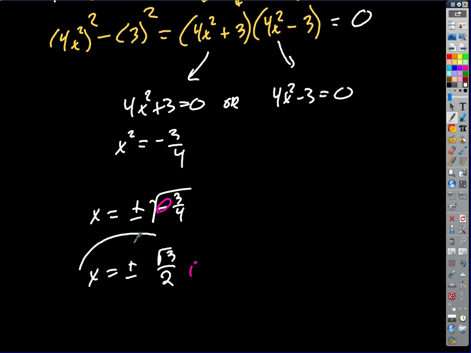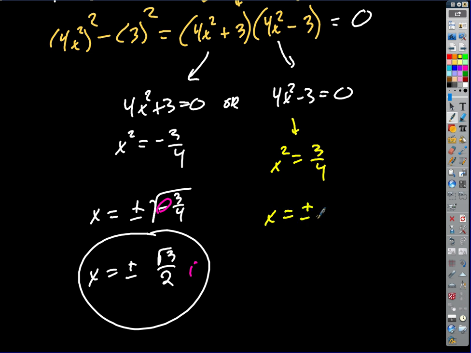And then over here, I get these other solutions. What are the steps to solve for x there? Add 3, divide by 4. So if I square root both sides, I get plus or minus square root of 3 over 2. Boom. Okay, we got it.